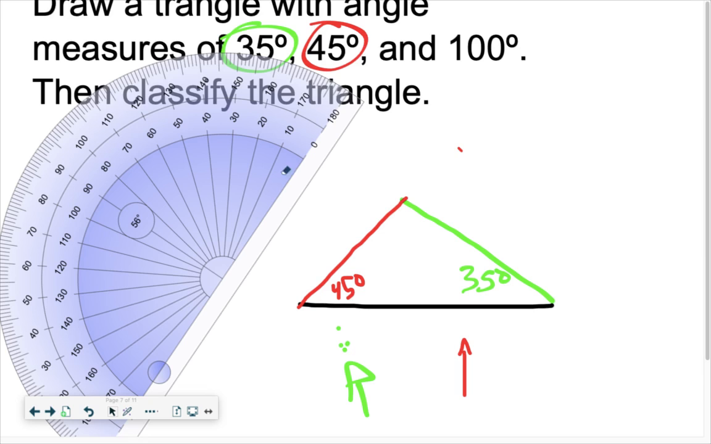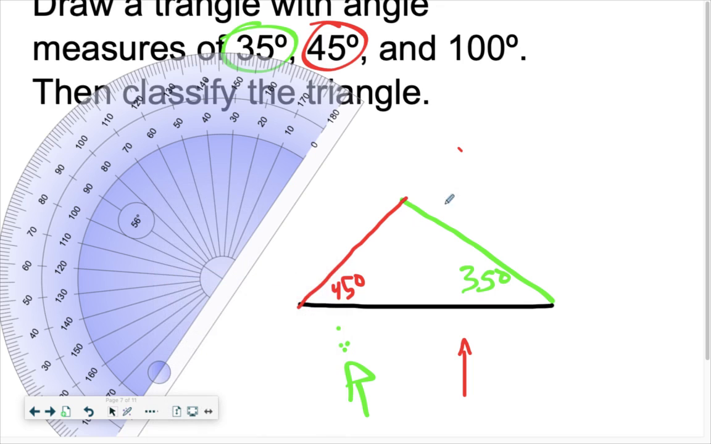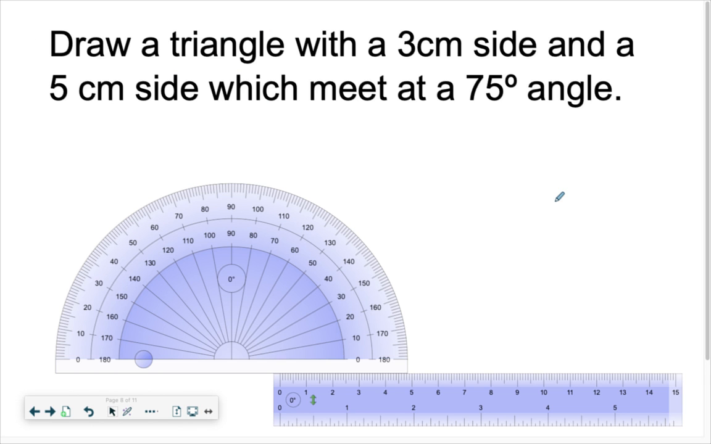Do note it does say to classify, so we need two names. Everybody say two. One by the sides. Any of the sides the same? Nope. Scalene. And then one by the angles. Is there an obtuse angle, whether we see it or are told something's more than 90 degrees? Yes, it is. So you've got a scalene obtuse triangle, and that is classifying it. Same thing as we go on to the next slide here.